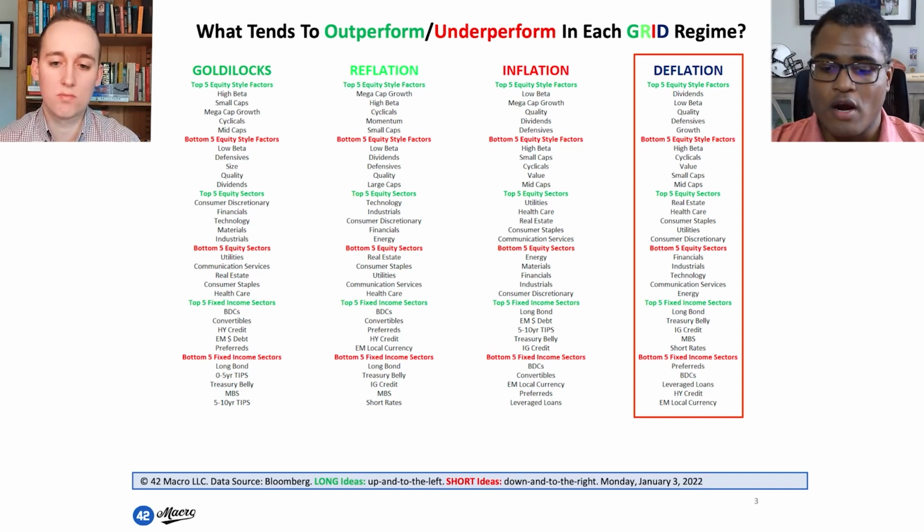That's the regime where Treasury bonds, the U.S. dollar, gold, and defensive securities within the equity market tend to really outperform. They really shine on a relative basis to their high-beta cyclical counterparts, particularly in the commodity markets, which tend to do very poorly in that regime.